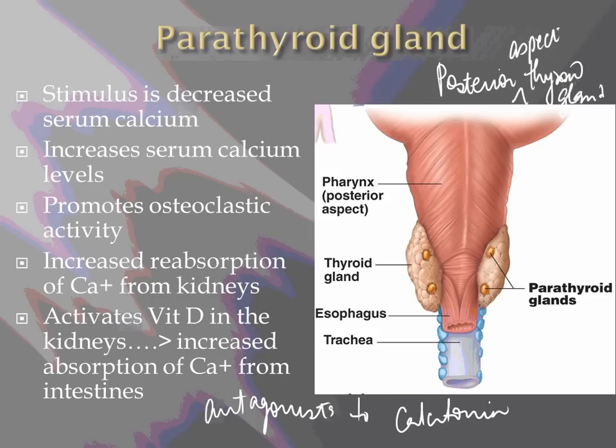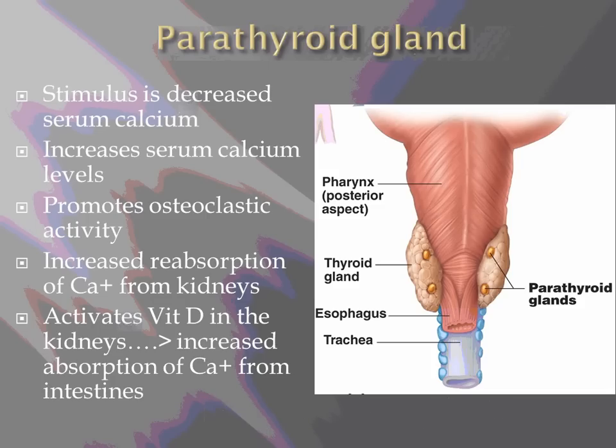So they have something to do with calcium metabolism. The hormone produced by this gland is called parathormone or parathyroid hormone.